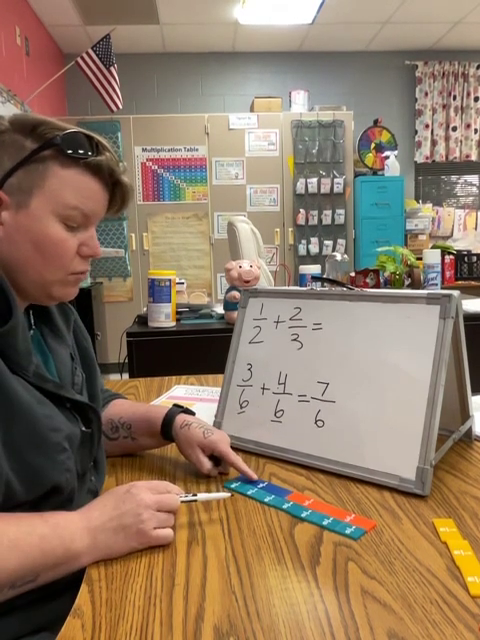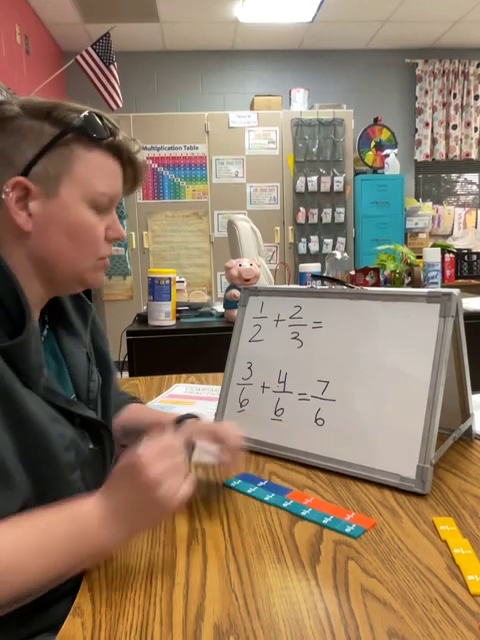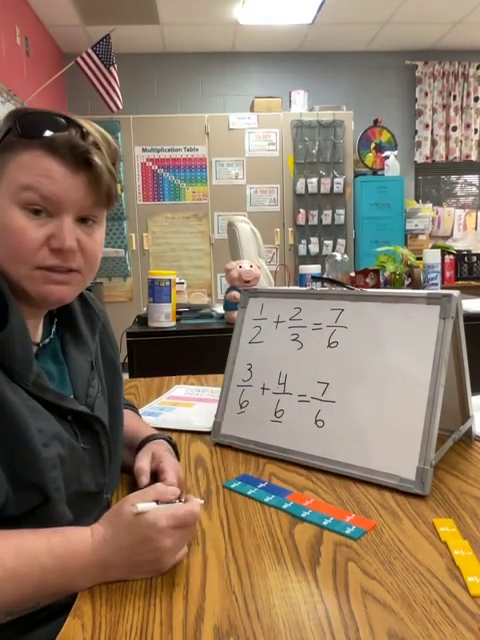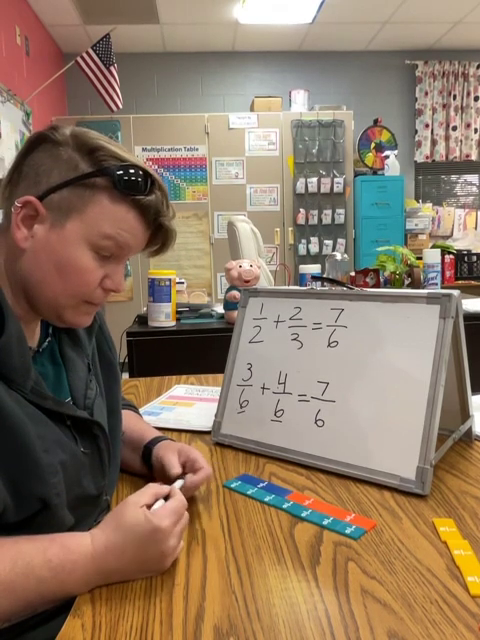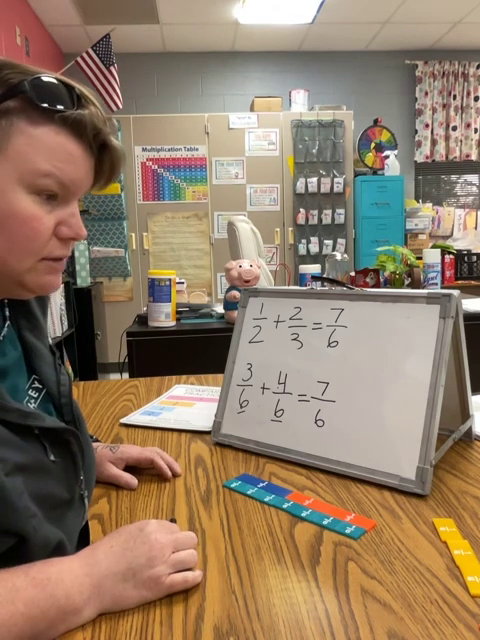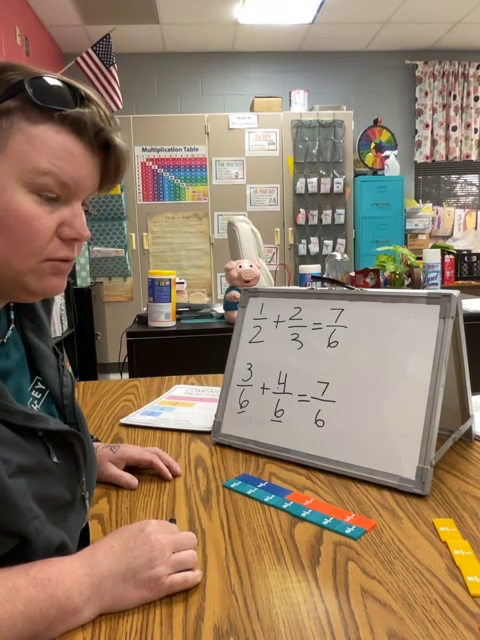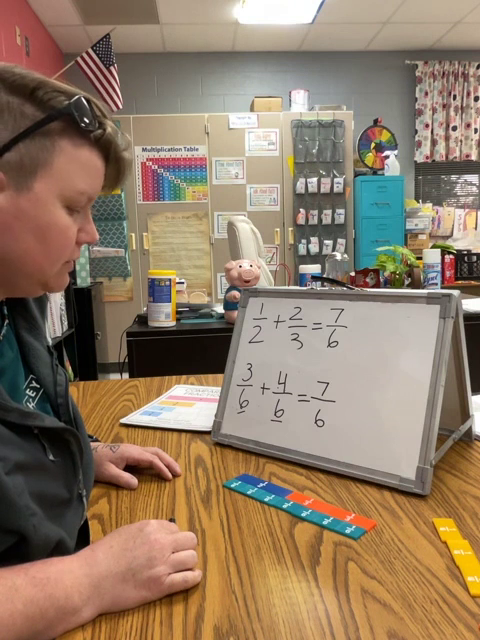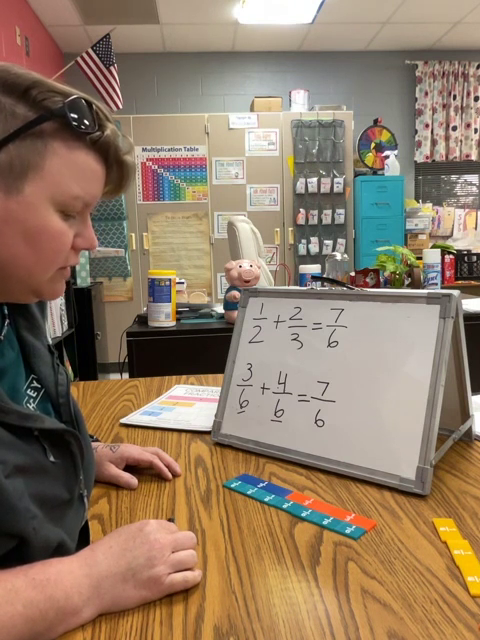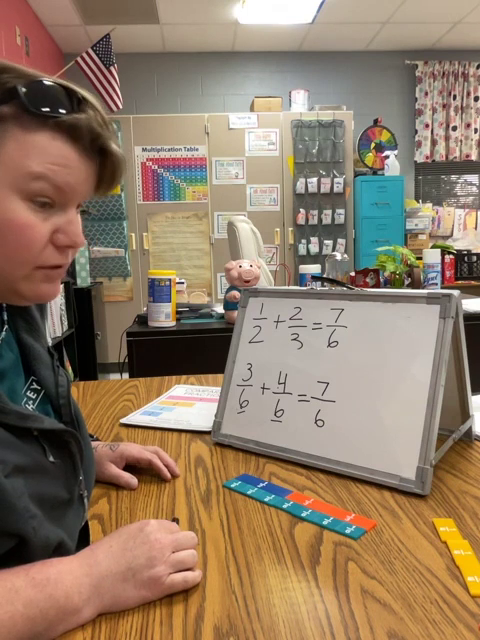So 1/2 plus 2/3 equals 7/6. I hope that this addressed any questions that you would have about the misconception of adding across and not using like denominators and equivalent fractions.